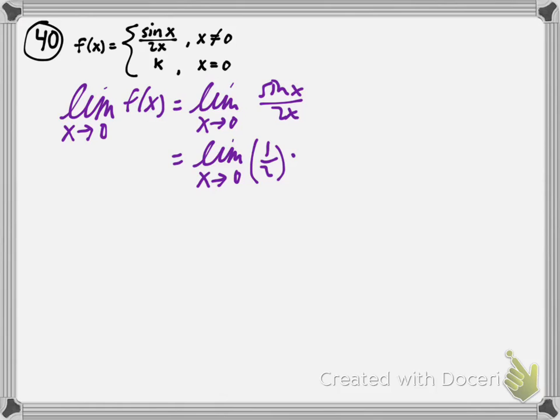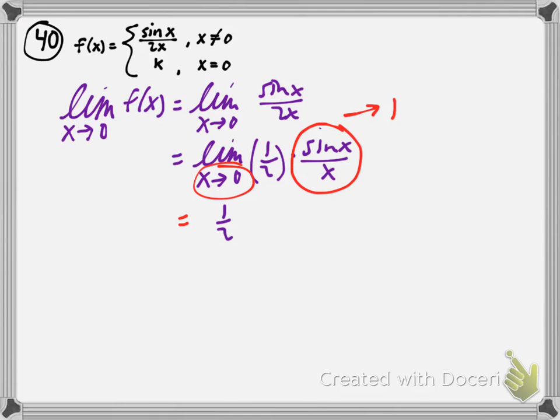So here's the idea. Factor out the 1/2, and then you just get 1/2 times the sine of x over x. And again, if you remember, sine of x over x goes to 1 as x approaches 0. And so what you really get here is 1/2 times 1, which is just 1/2.